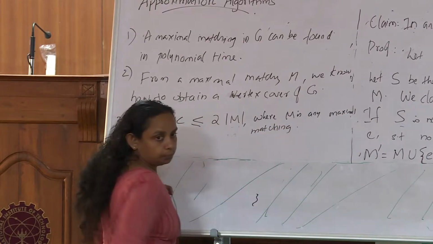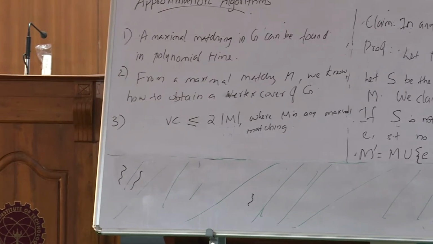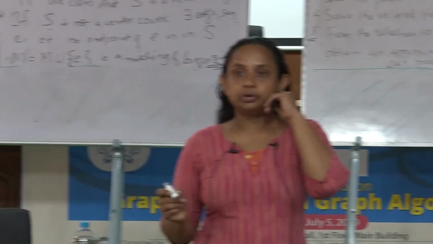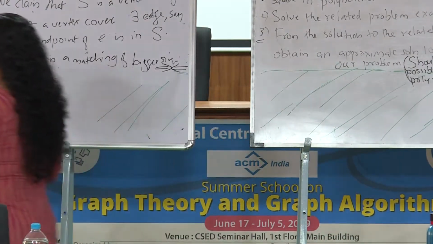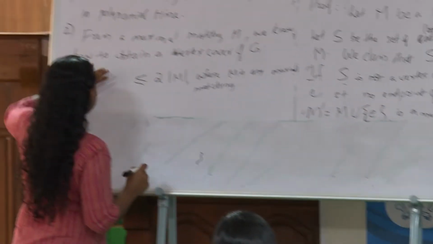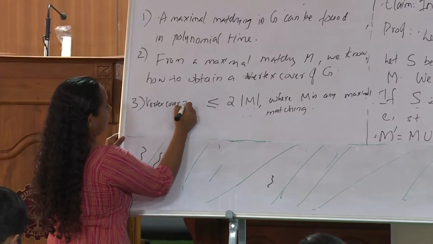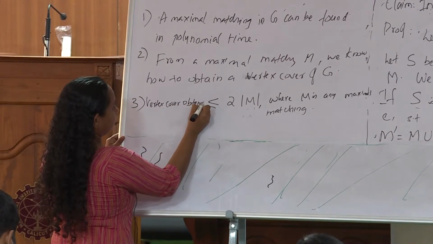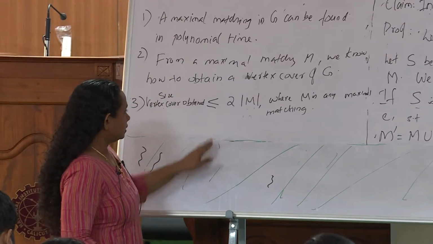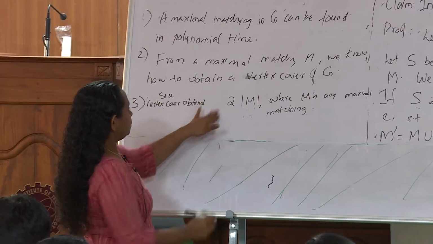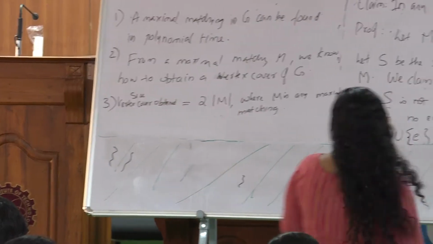Right? This we know. Now, but I want to show that the size of the vertex cover obtained is equal to 2 times the size of a maximum matching.